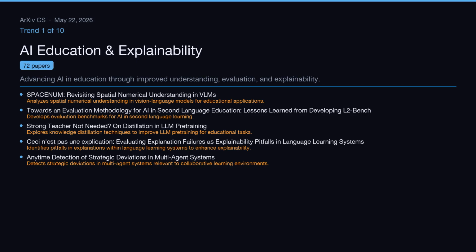Trend 1 of 10, AI Education and Explainability. Advancing AI in education through improved understanding, evaluation, and explainability. This cluster covers 72 papers. Representative work includes SPACENUM, Revisiting Spatial Numerical Understanding in VLMs, Toward an Evaluation Methodology for AI in Second Language Education: Lessons Learned from Developing L2 Bench, and Strong Teacher Not Needed: On Distillation in LLM Pre-training.